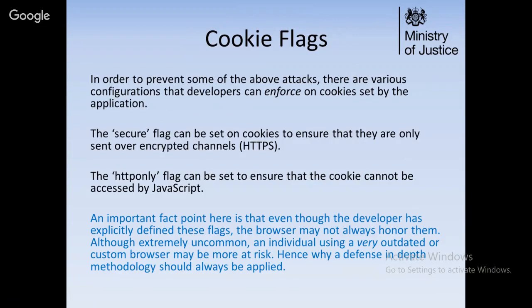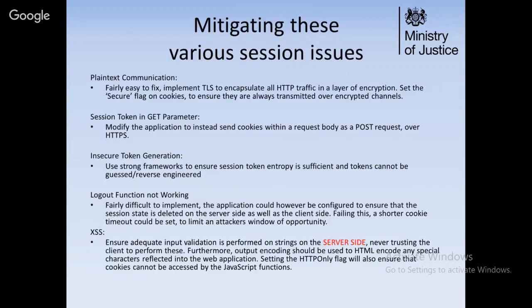Okay, so how would we go about mitigating these various issues? Plain text communication is really easy to fix. We implement TLS to encapsulate all HTTP traffic in a layer of encryption. We'd also then set the secure flag on the cookies to ensure they're only ever transmitted over an encrypted channel. Session token in GET parameters: this is where it's in the URL. We'd modify it so that instead it sends the token within a request body as a POST request over HTTPS.